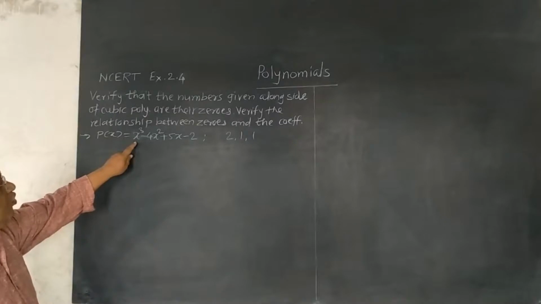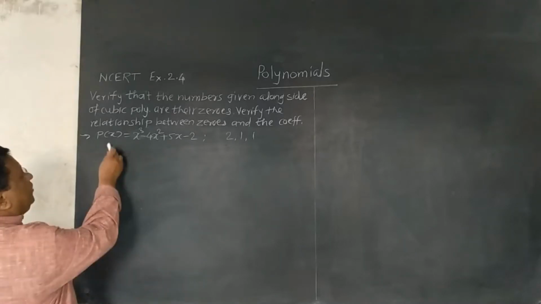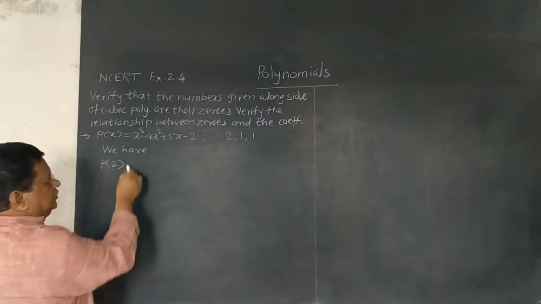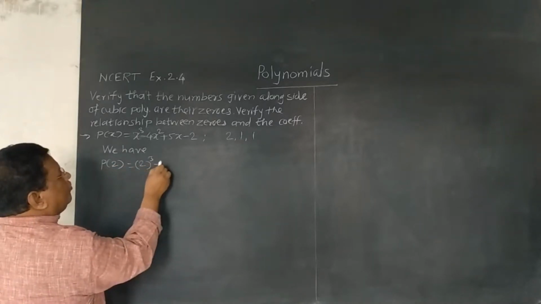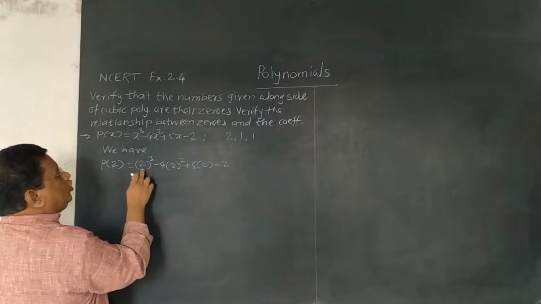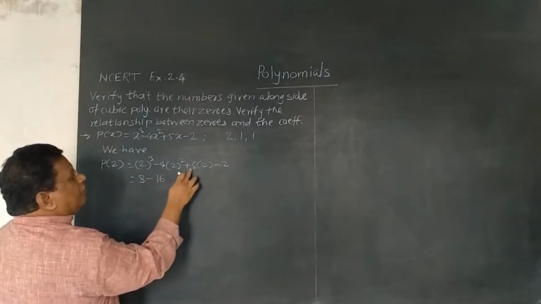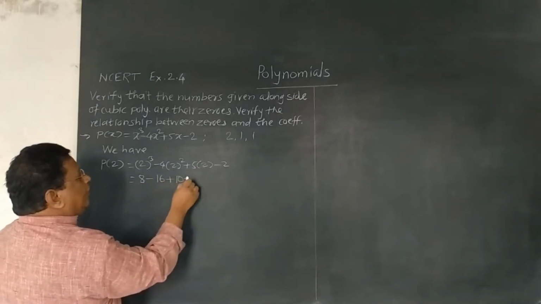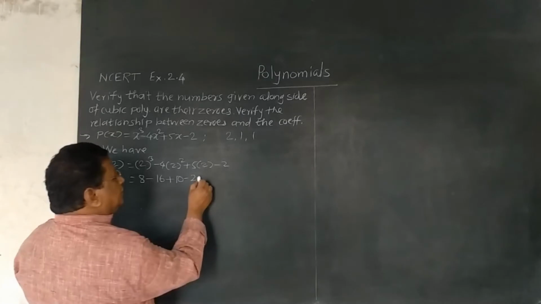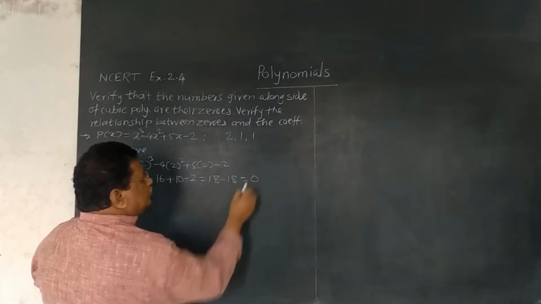Here also we have to verify that these are the zeros of this polynomial. Therefore, we have P(2): 2 cube minus 4 into 2 square plus 5 into 2 minus 2. 2 cube is 8, minus 4 into 2 square, 4 into 4 is 16, plus 5 into 2 is 10, minus 2. 10 plus 8, that is 18. Minus 16 minus 2, minus 18, is equal to 0.